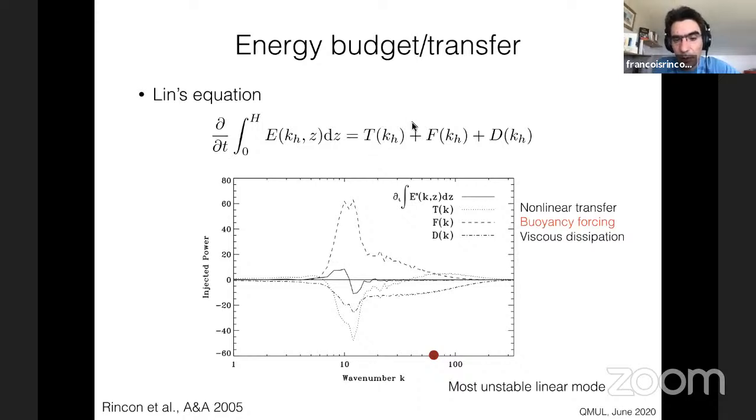And you end up with three terms. This transfer term, T of k, is just the inertial term, v dot grad v, the effect of the turbulent cascade, if you like. F of k here is the buoyancy term, the forcing associated with the effect of buoyancy. And D is dissipation. So at large scale, you essentially find that the big scales that you see are driven in the nonlinear regime by buoyancy. And then inertia, the turbulent cascade, cascades this energy down to small scales, where it is essentially dissipated.